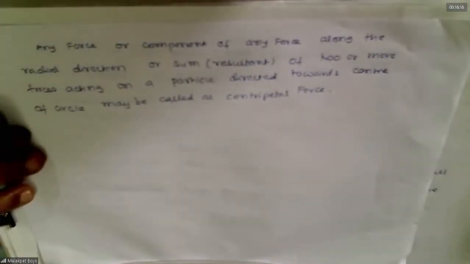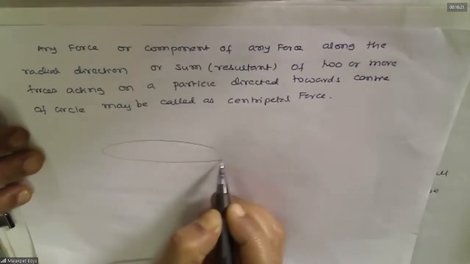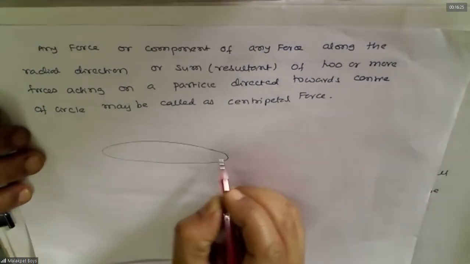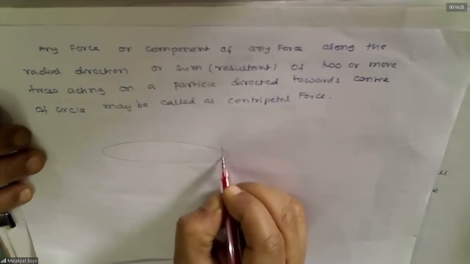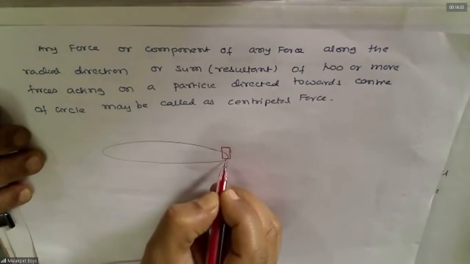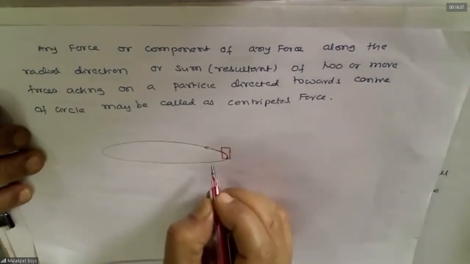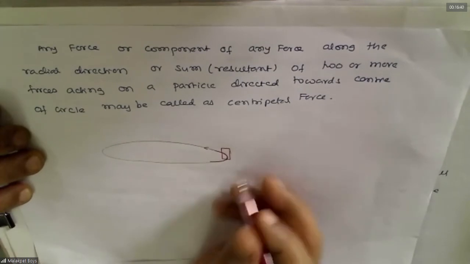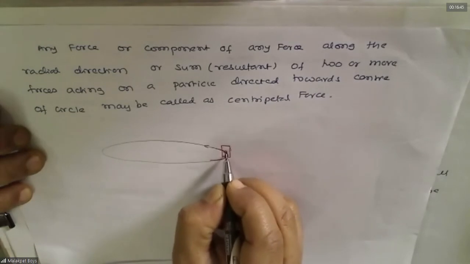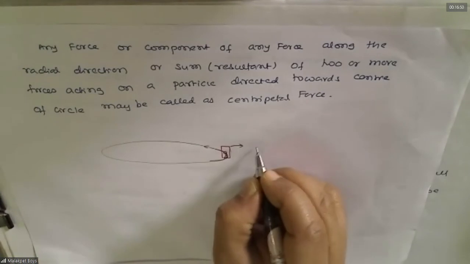See here, suppose a car or some vehicle is moving like this, for example, in this direction. Now, any object inside this. This is the frame, no?